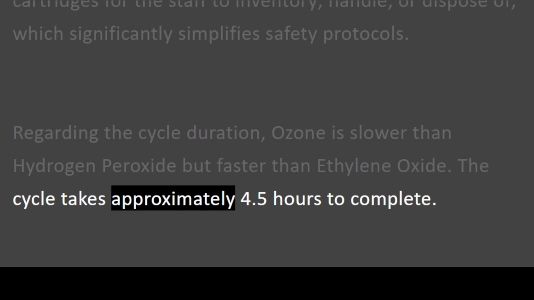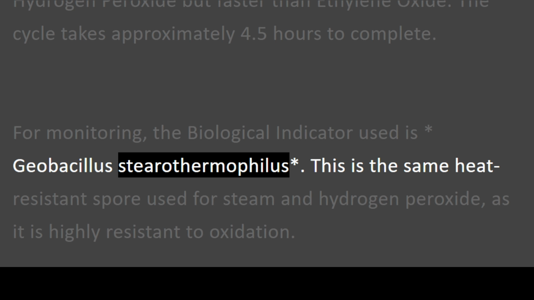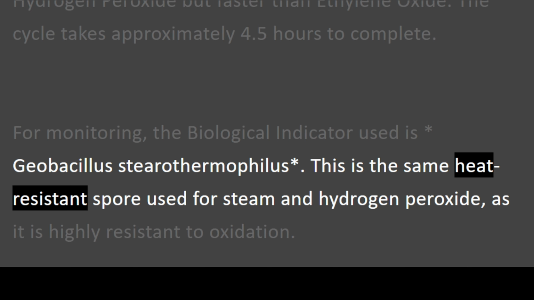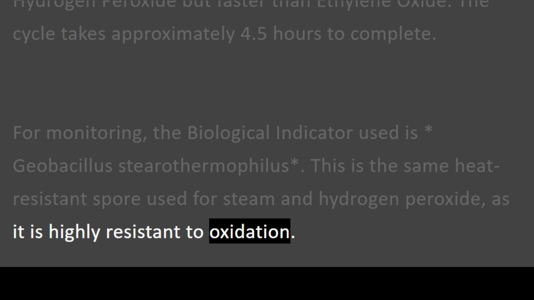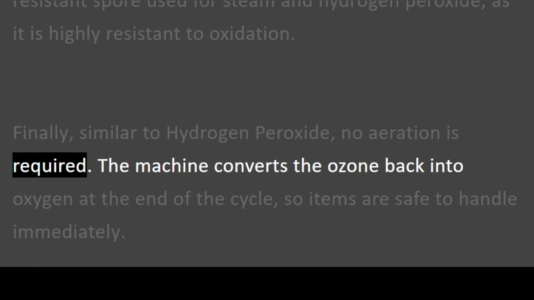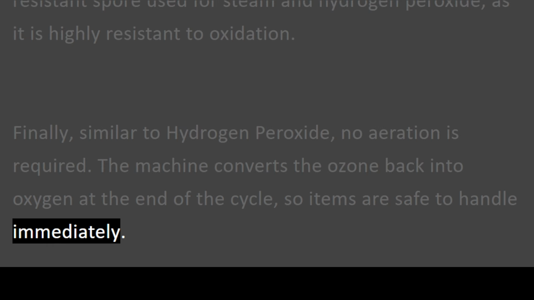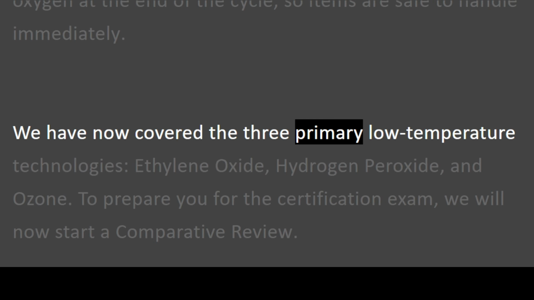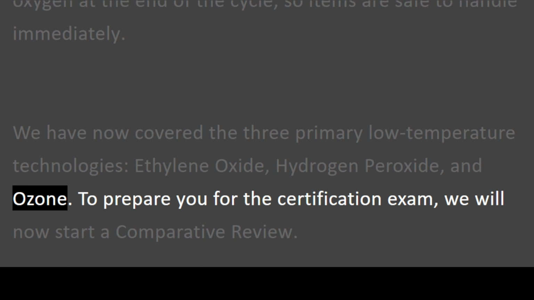Regarding the cycle duration, ozone is slower than hydrogen peroxide but faster than ethylene oxide. The cycle takes approximately 4.5 hours to complete. For monitoring, the biological indicator used is Geobacillus stearothermophilus. This is the same heat-resistant spore used for steam and hydrogen peroxide, as it is highly resistant to oxidation. Finally, similar to hydrogen peroxide, no aeration is required. The machine converts the ozone back into oxygen at the end of the cycle, so items are safe to handle immediately. We have now covered the three primary low-temperature technologies, ethylene oxide, hydrogen peroxide, and ozone.